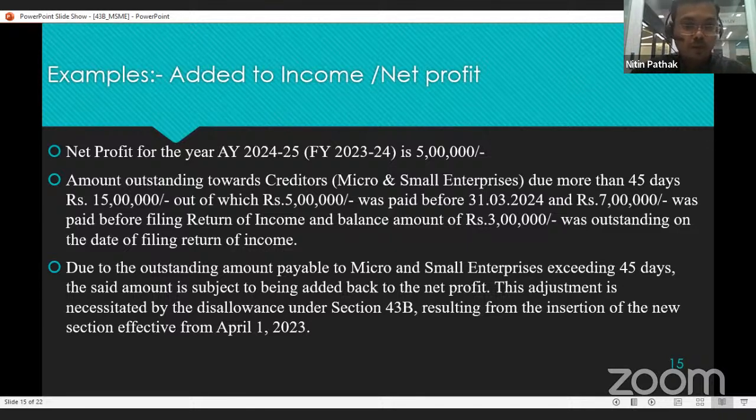First, 5 lakhs was fully paid on or before 31st March, 7 lakh was paid before filing the return, and the balance 3 lakh was paid after the date of filing of return. Due to the outstanding payable to MSME exceeding the said amount, it is subject to being added back to net profit, and the adjustment is a disallowance under section 43B, as per the new section introduced, 43BH.